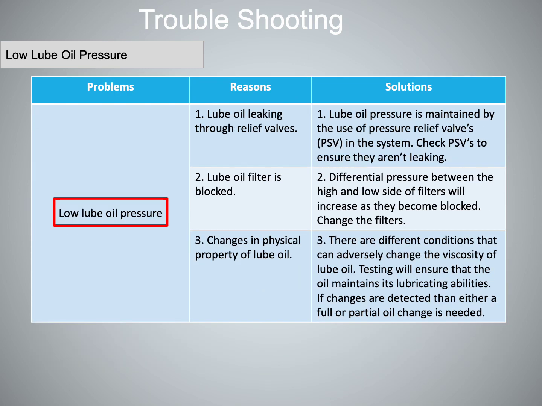Low lube oil pressure. Lube oil leaking through relief valves. Lube oil pressure is maintained by the use of pressure relief valves, PSV, in the system. Check PSVs to ensure they aren't leaking. Lube oil filter is blocked. Differential pressure between the high and low side of filters will increase as they become blocked. Change the filters.